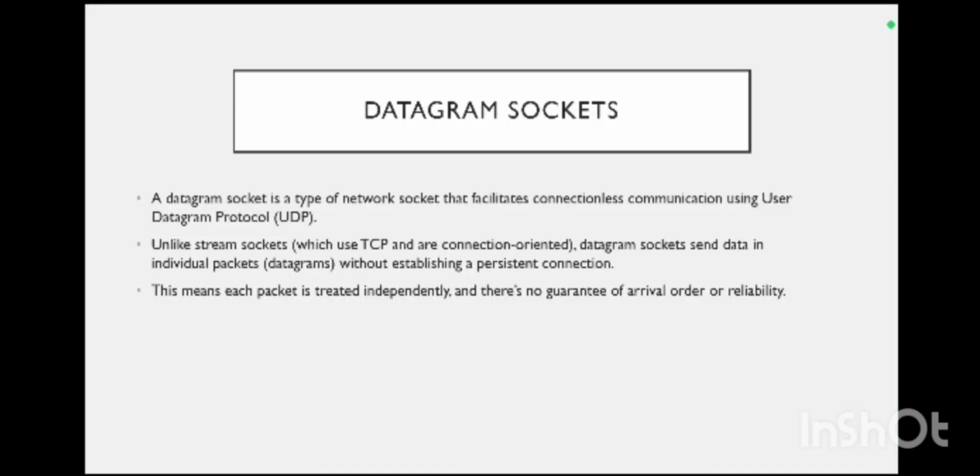Let's see the datagram socket in detail. A datagram socket is a type of network socket that facilitates connectionless communication using User Datagram Protocol, that is UDP. Unlike stream sockets, which use TCP and are connection oriented, datagram sockets send data in individual packets, for example datagrams, without establishing a precedent connection. This means each packet is treated independently and there is no guarantee of arrival, order, or reliability.